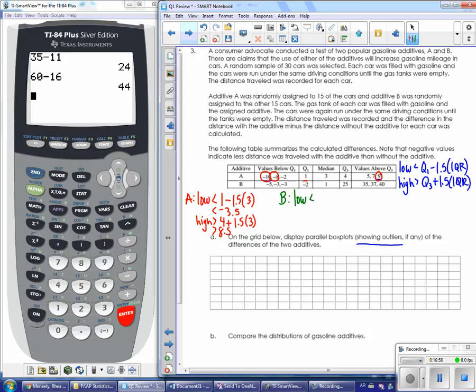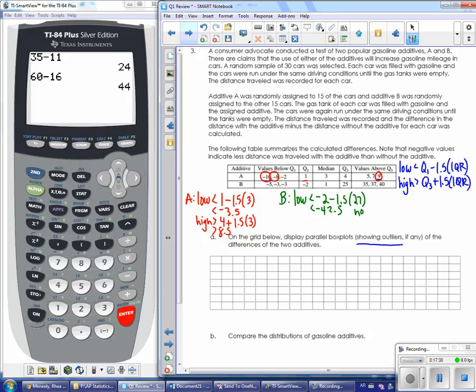So again, I'm going to do the same thing. I'm going to look for low outliers first. My lower quartile is negative 2. I'm going to do minus 1.5 times my interquartile range, which is going to be 25 minus a negative 2. So don't forget that it's minus a negative 2, which actually means that my IQR is 27. And when I multiply out, I get negative 42.5. And there's nothing below that number, so I don't have any low outliers for B.